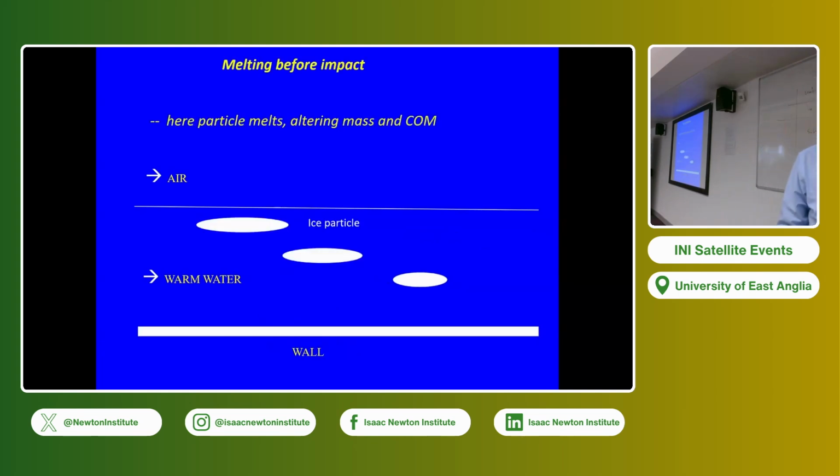Before impact, this is the original problem I posed at the start, but there's a challenge of trying to predict how the ice gets through that water layer, if it's going to melt in warm water. So changing shape, and the ice may melt completely before it hits the wall, or it may just hit the wall. Who knows?